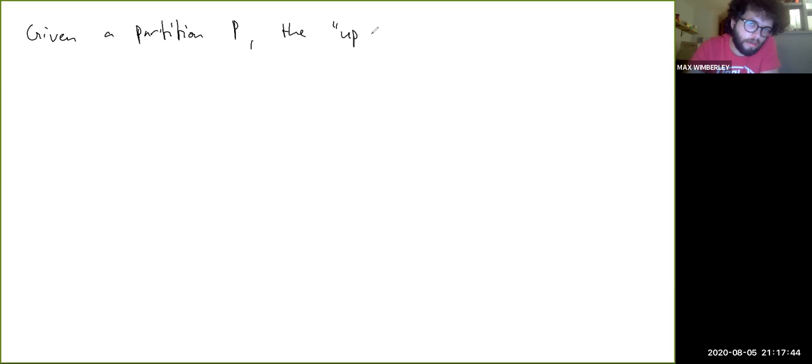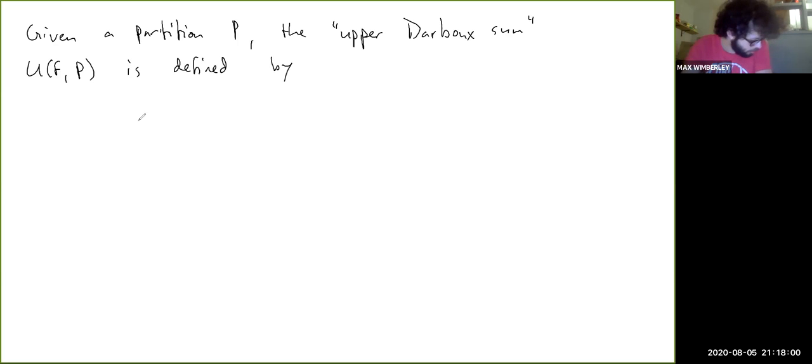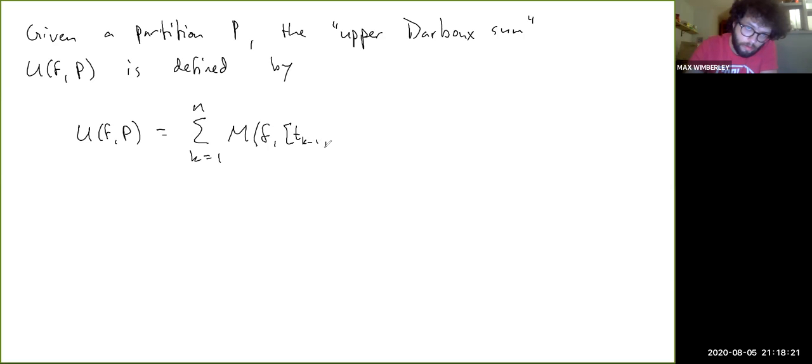So given a partition P, the upper Darboux sum, which we write as U of f and P, is defined by U of f, P equals the sum from k equals 1 to n of the upper value of f on the interval [t_{k-1}, t_k], times t_k minus t_{k-1}, right?